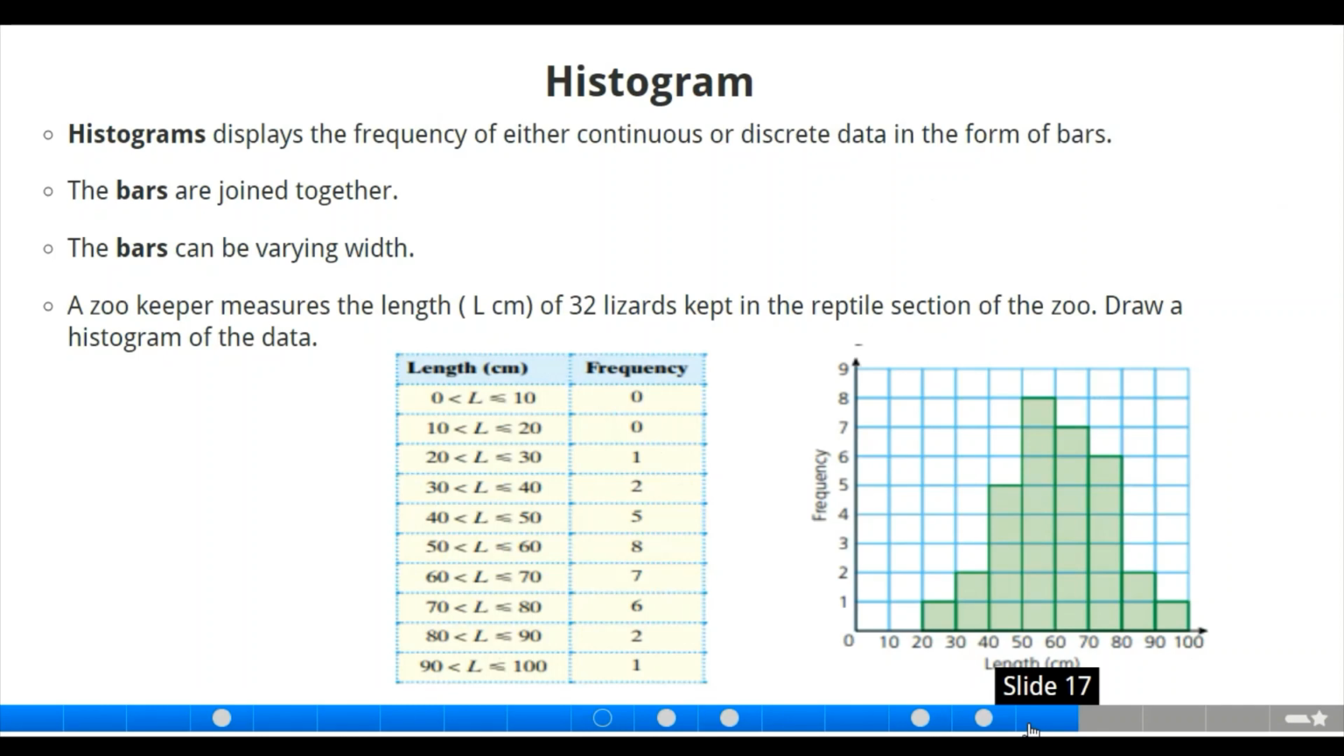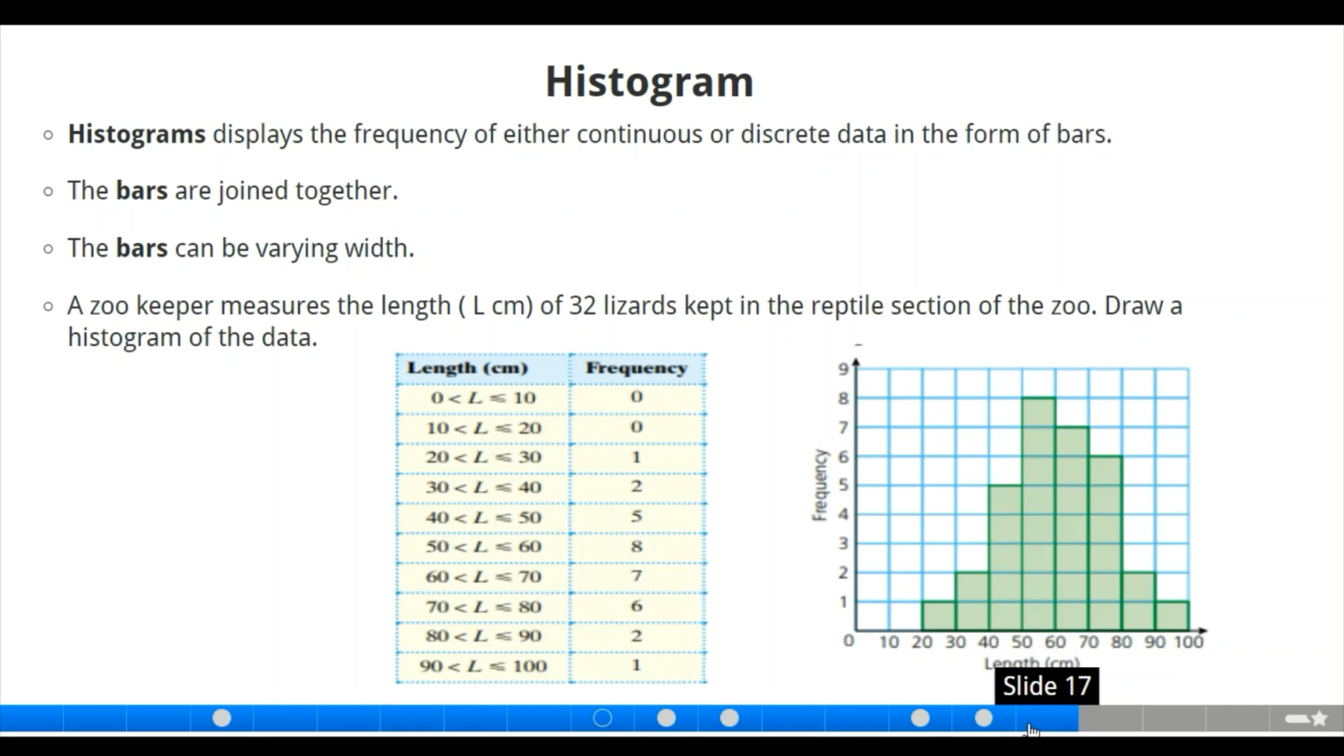Now we are looking at the histogram. A histogram displays the frequency of either continuous or discrete data in the form of bars, like bar charts. But the difference between a histogram and a bar chart is that if you study the bar chart that we presented earlier, there is a space between the rectangular bars. But for a histogram, there is no space in between.